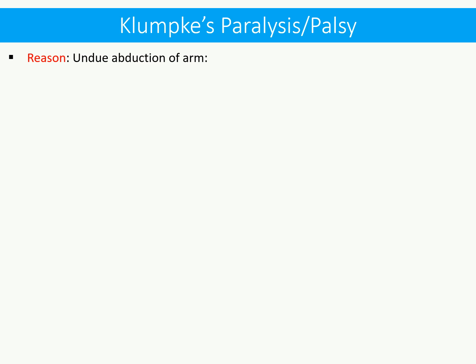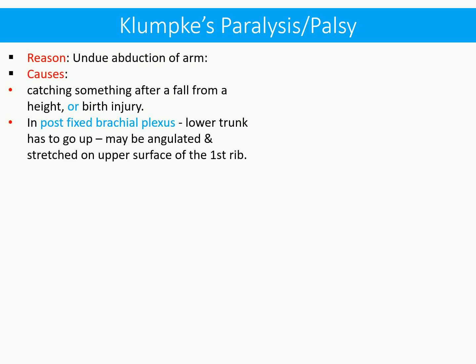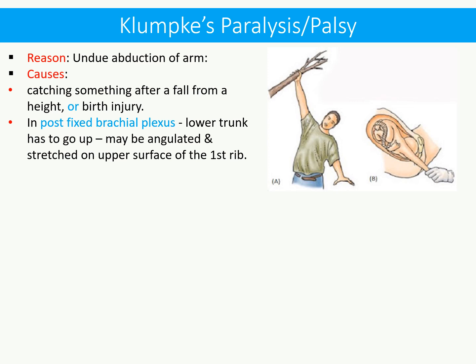Reason for Klumpke's paralysis is undue abduction of the arm as shown in the diagram. Causes include number 1, catching something after a fall from a height or birth injury. Number 2, in post-fixed brachial plexus, the lower trunk has to go up and it may be angulated and stretched on the upper surface of the first rib.